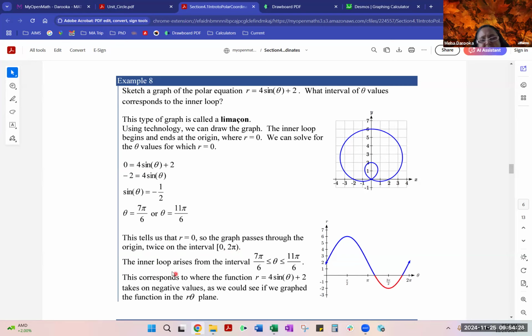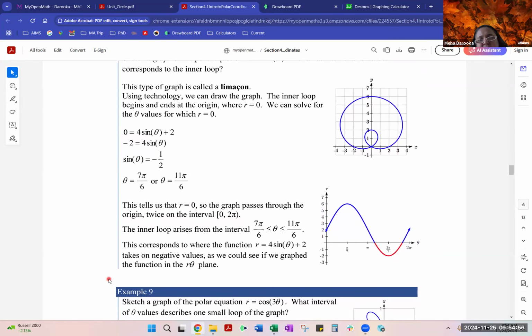So they're basically saying the inner loop, and that's, of course, the smaller little loop here, arises from the interval between these two angles, right? 7 pi over 6 to 11 pi over 6. And you will see we are including both the endpoints, because theta has to be 7 pi over 6 for the r value to be 0. And same thing, theta has to be 11 pi over 6 for the r value to be 0.